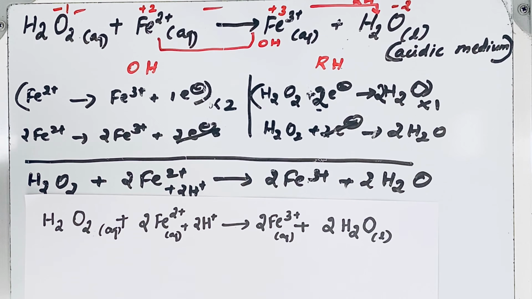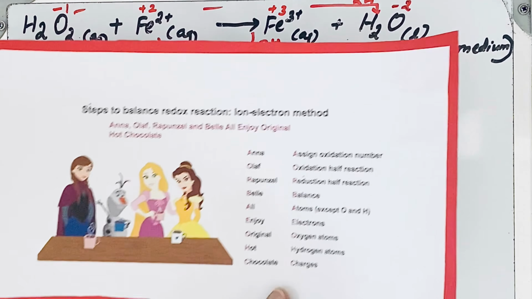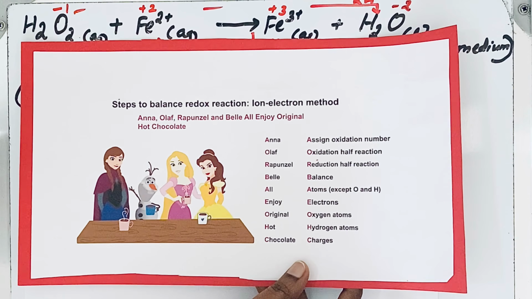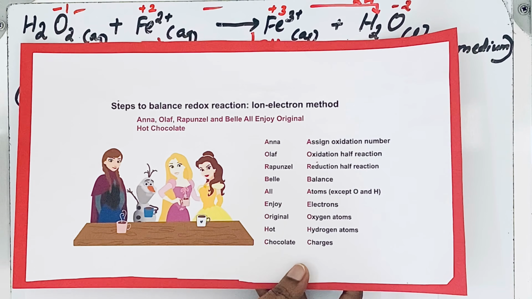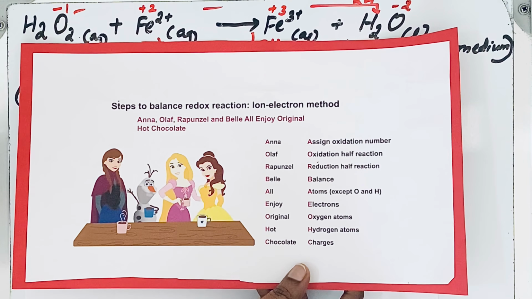Now let us see our mnemonic once again. Anna, Olaf, Rapunzel and Belle all enjoy original hot chocolate. Though this is our time to have hot chocolate, let us enjoy our hot chocolate.